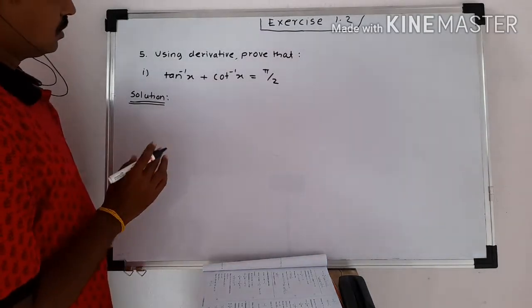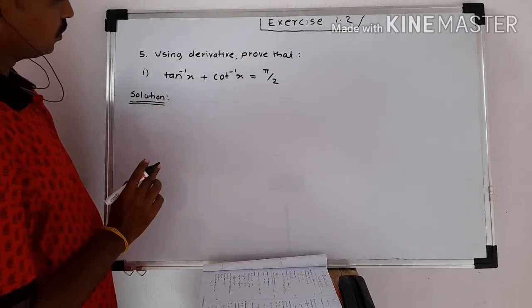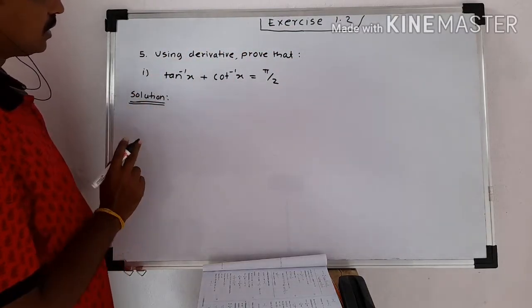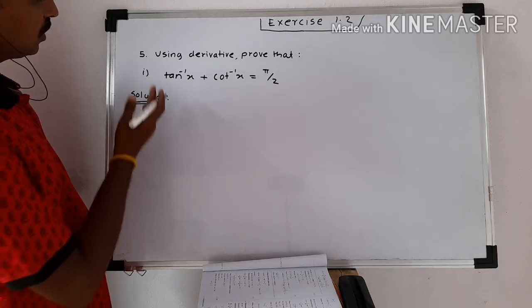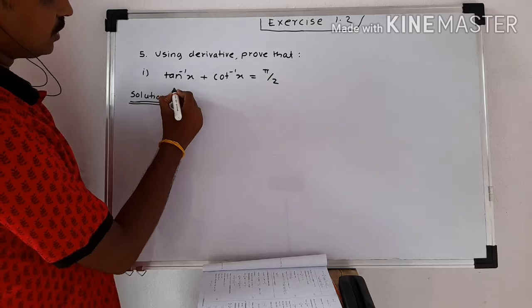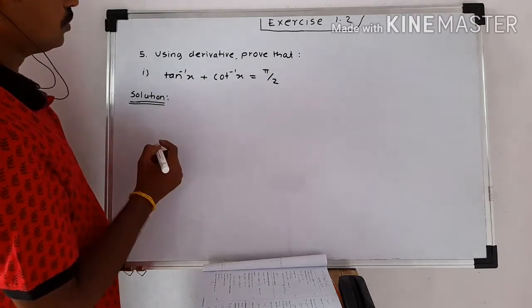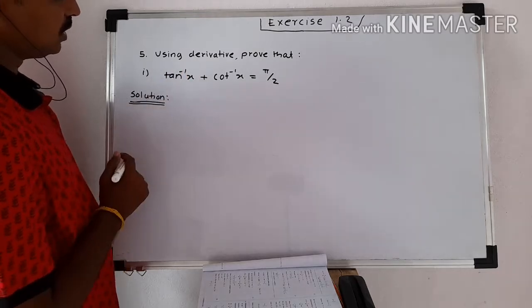Now, last lecture we have seen the fourth example in exercise 1.2. Today we will see the fifth example in exercise 1.2. In the fifth example, our first example is tan inverse of x plus cot inverse of x equal to pi by 2. This result we want to prove by using the derivative.